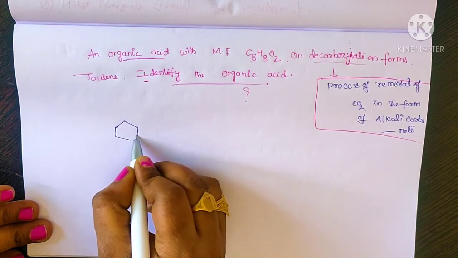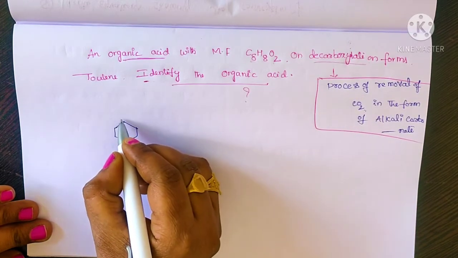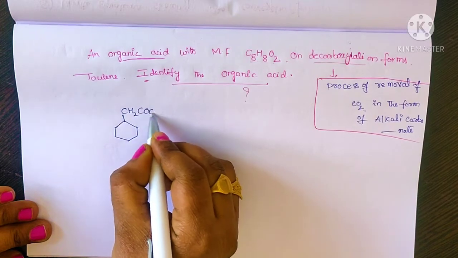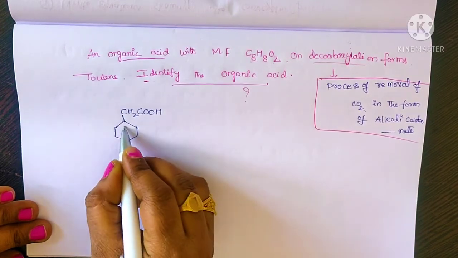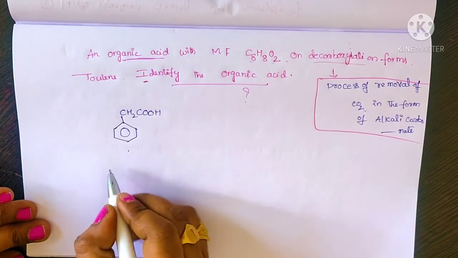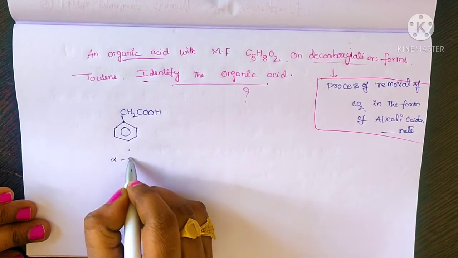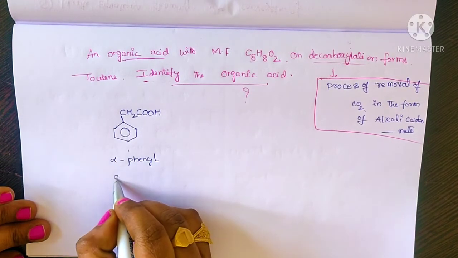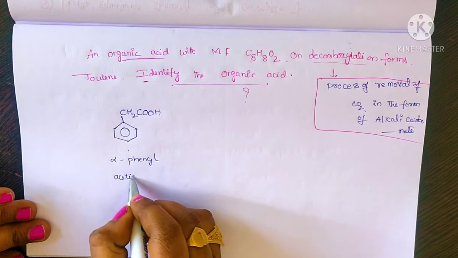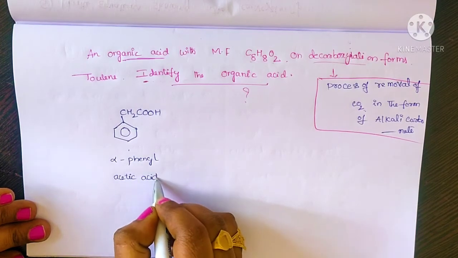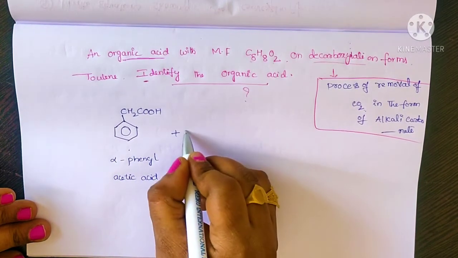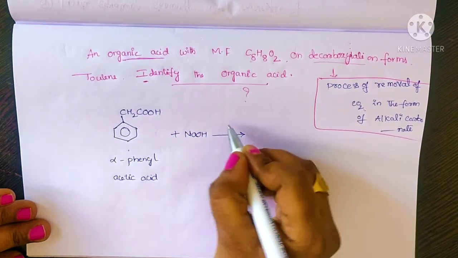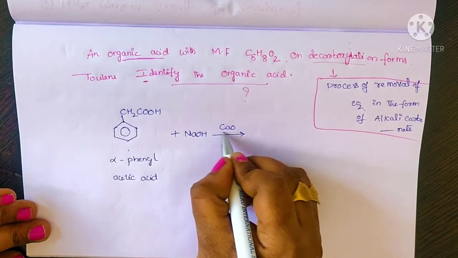Now we are taking alpha phenyl acetic acid. This is alpha phenyl acetic acid. Alpha phenyl acetic acid and ethanoic acid are also called the same. In this ethanoic acid, acetic acid, the second carbon atom contains a phenyl group, so we call it alpha phenyl acetic acid.